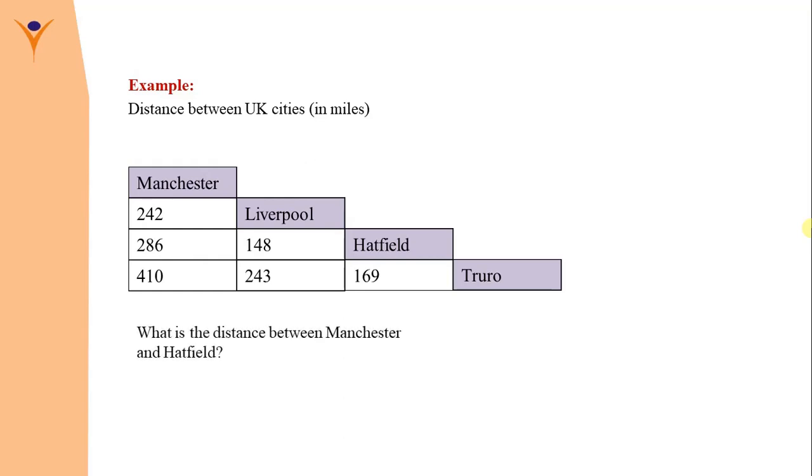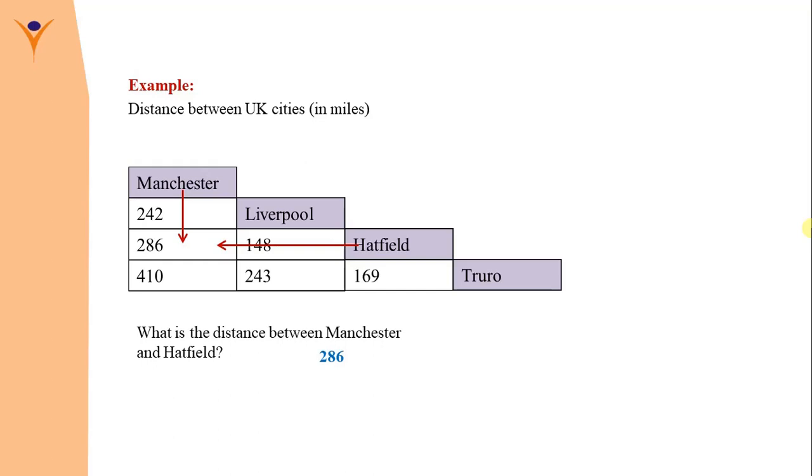So firstly, it says here, what is the distance between Manchester and Hatfield? For us to do this, we're going to go to the part labeled Hatfield and then the part labeled Manchester, and then we trace an arrow from Manchester and Hatfield and see where they intersect. So that number where they intersect is the distance between the two towns. So 286 miles. That is the distance between Manchester and Hatfield.